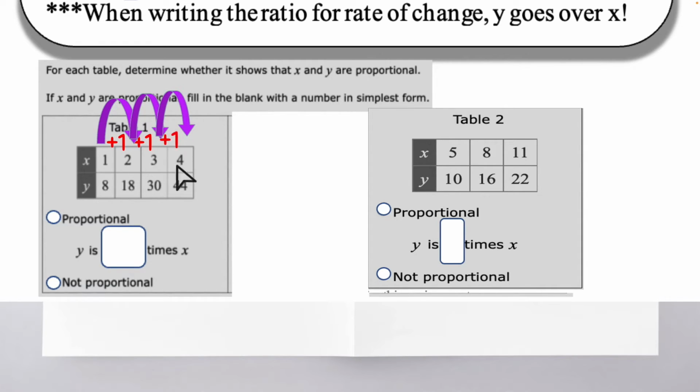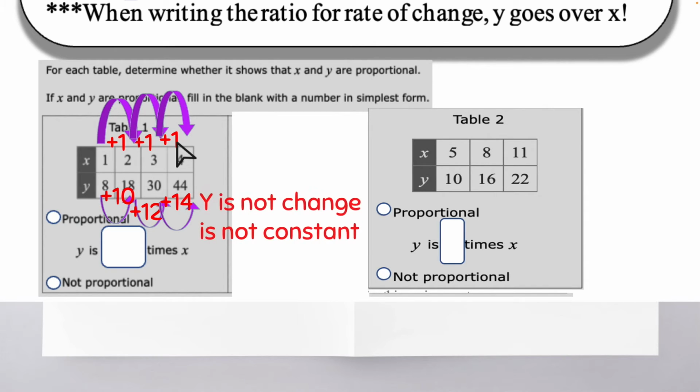And for the Y column, I want to do the same thing. Am I going up by the same amount? This is what we're testing. Now I went up by 10, but then I'm going up by 12 from 18 to 30, and I'm going up by 14 from 30 to 44. So it's constant on the X's, but it's not constant on the Y's. So this is an example of not proportional. I can't write one fraction for each one, because the first would be 10 over 1, the next 12 over 1, the next 14 over 1. Those don't equal each other. They are completely different ratios. So this is not proportional because Y is not constant.